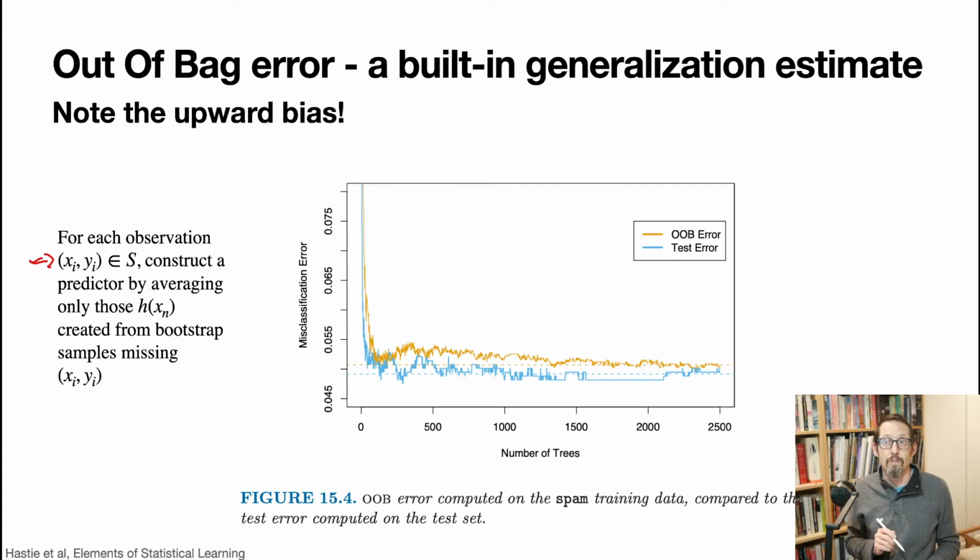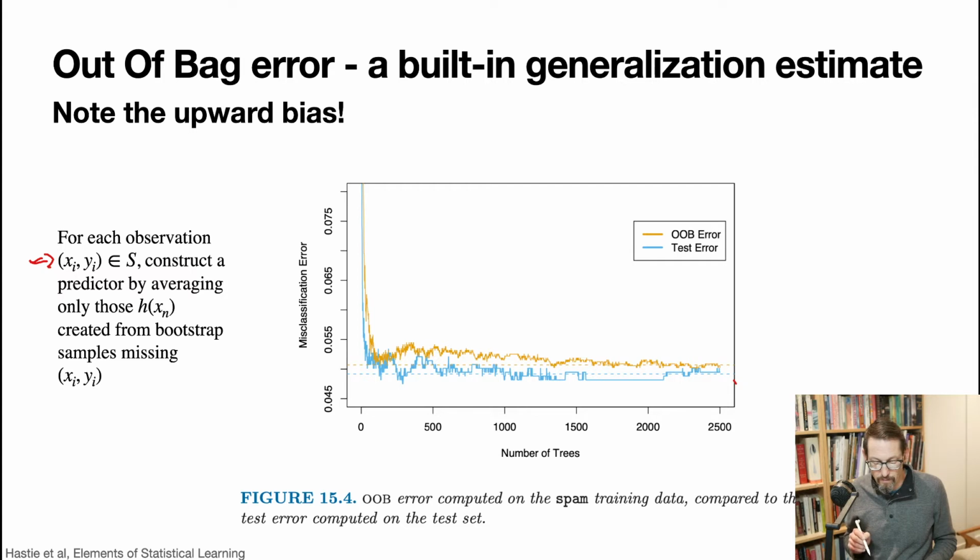And what we do is we construct a predictor by taking each one of those training set points individually, figuring out which ones of the predictors don't have that sample. So we just make a list of which ones don't have the sample, and then we check those classifiers and those classifiers only. And we ignore the other ones. And that creates something called an out-of-bag error.